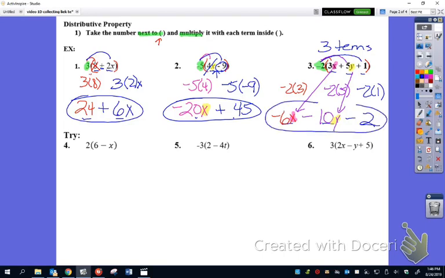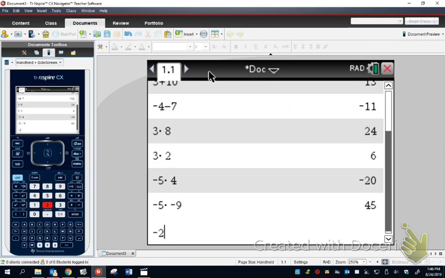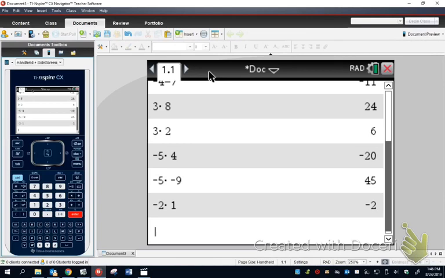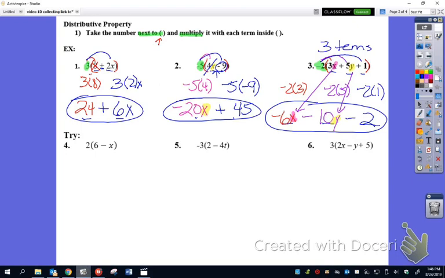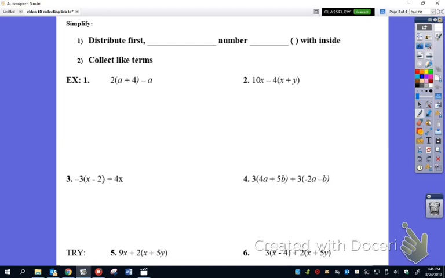So there's your answer. So on your calculator, when it's like negative 2 times 1, when it comes out a negative, you put a negative. But if it comes out with no sign, you put a positive. All right? So now you try 4, 5, and 6. Okay, and on the back, we're going to put the 2 things that we've done together.